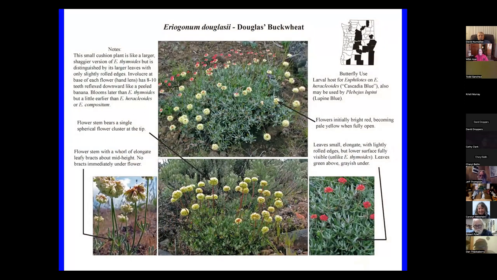Eriogonum douglasii is kind of a shaggy looking buckwheat. It's less kempt. It's more, well, just shaggy, and as the range maps indicate on the upper right, it occurs in both Washington and in Oregon, and it is one of the host plants for our most common Euphilotes, which is heracleoides, the so-called Cascadia blue.